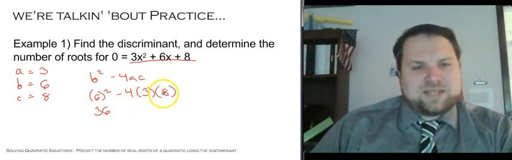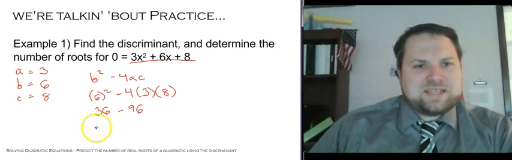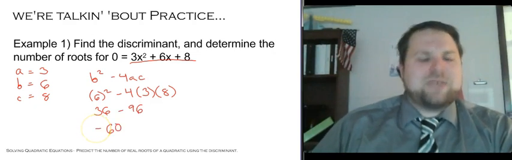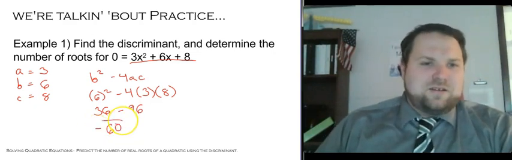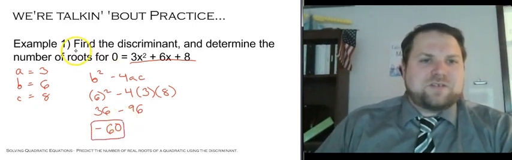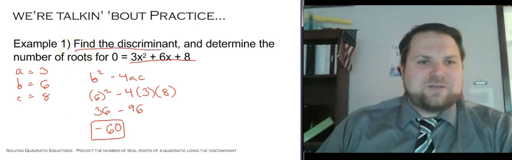let's see, 3 times 8 is 24, times 4 would be 96. So minus 96, and put them together, and you get minus 60 for your discriminant. So I've done the first part, find the discriminant. The discriminant is negative 60, and determine the number of roots.